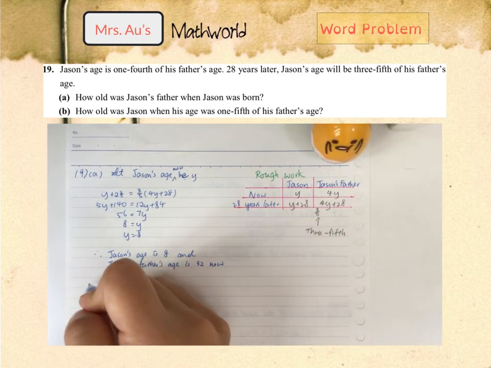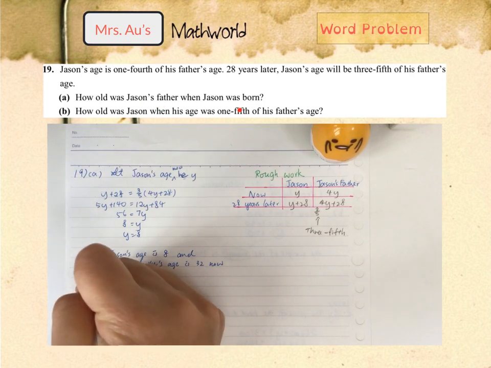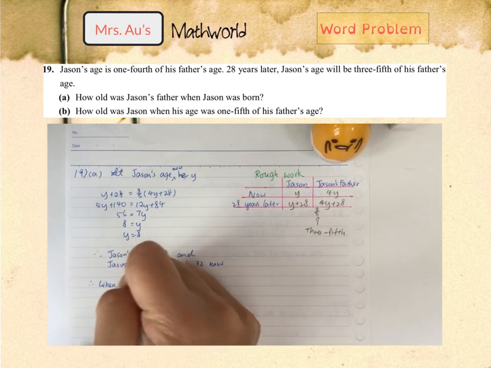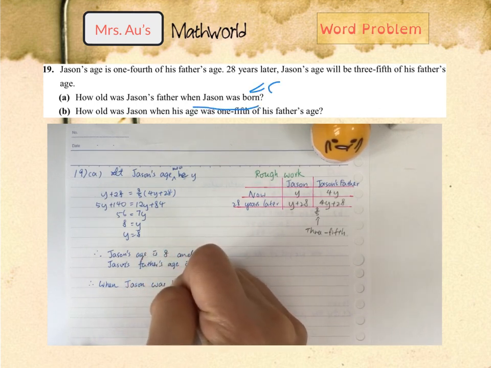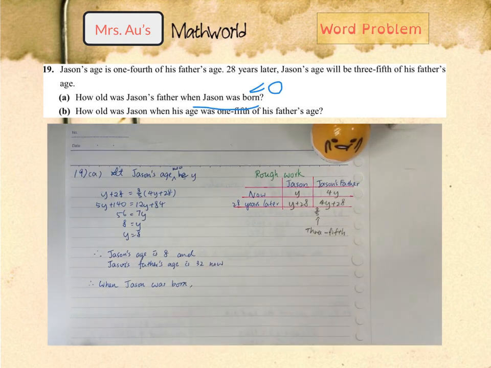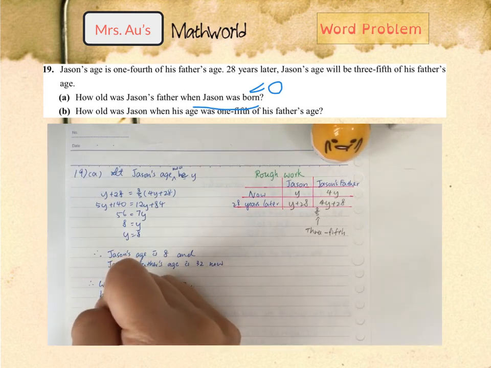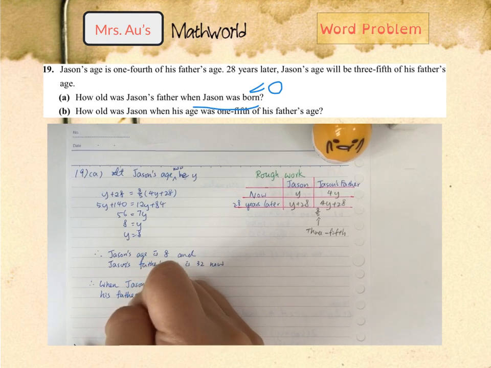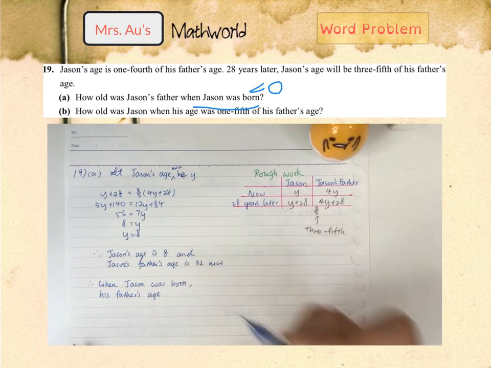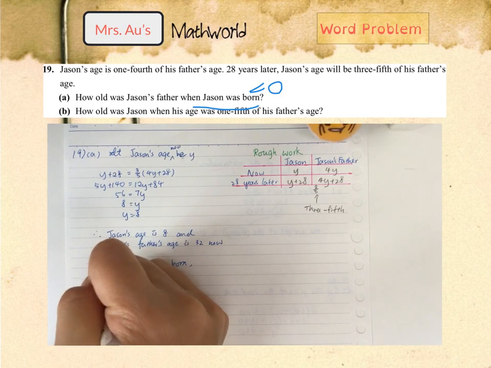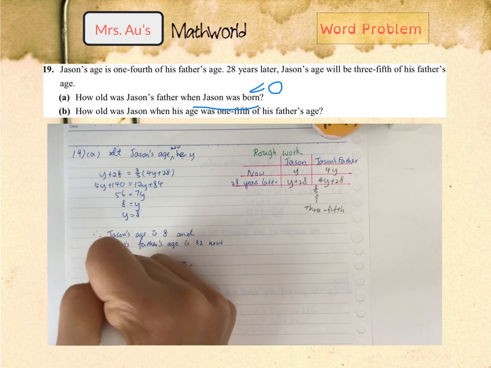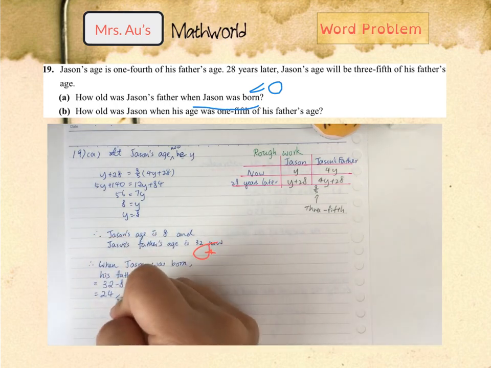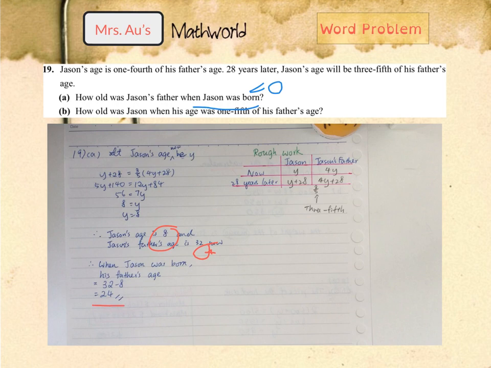But we are asked to find the age of Jason's father when Jason was born. That means Jason was 0 years old. When he's 0 years old, that means it is 8 years before. So for 8 years before, his father's age will be 8 years less than the age right now. So you have 32 minus 8, which equals 24. So that's the end for part A.